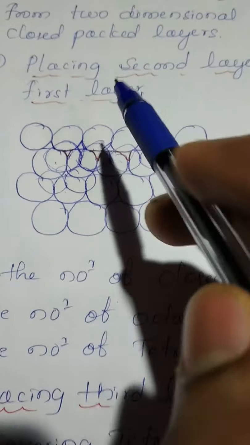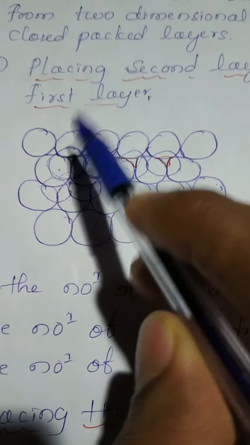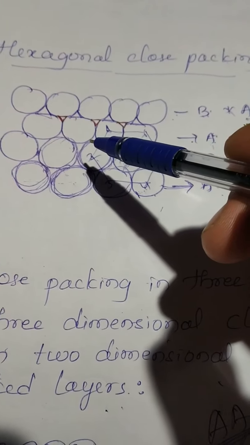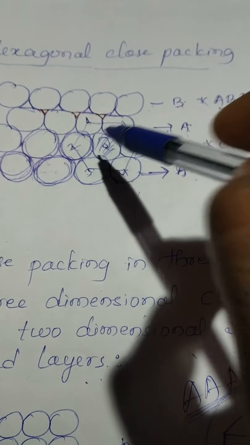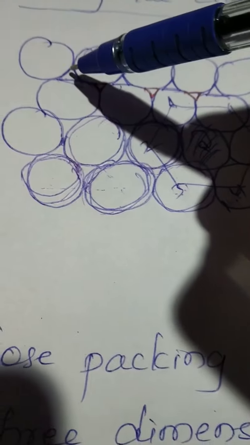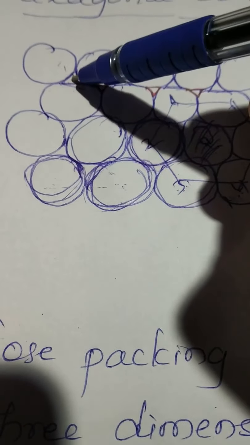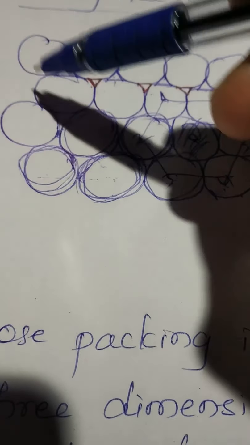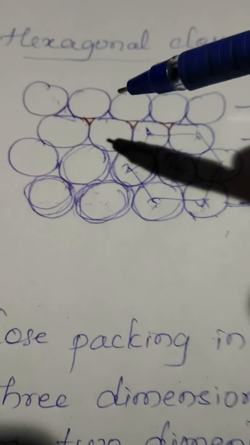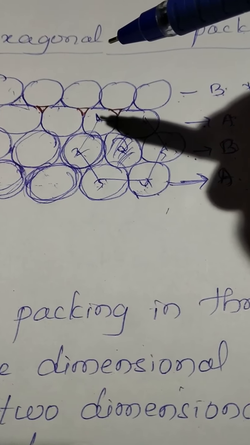But here, before placing the second layer, just see here, there is a triangle here. I have not placed the second layer over the first layer; only the two-dimensional hexagonal close packed layer is here. In this layer, two types of voids are created. Just see here, this is one type of void in the first row, and in the second row another type of void is there, and these voids are called triangular voids.